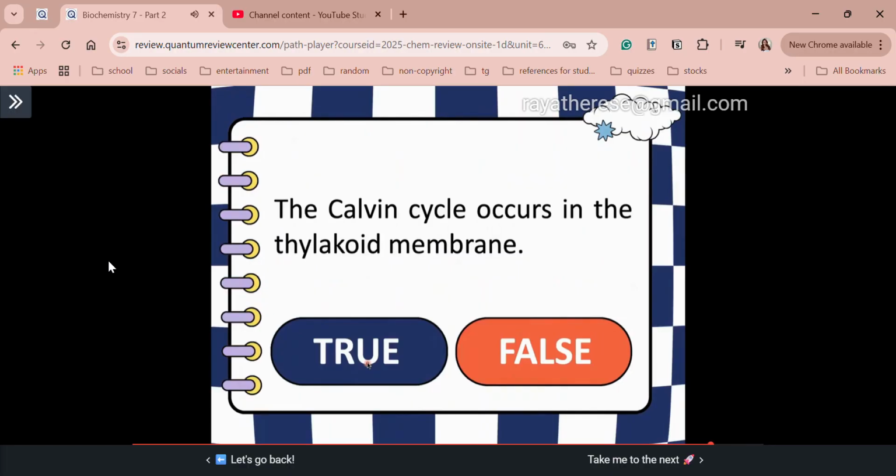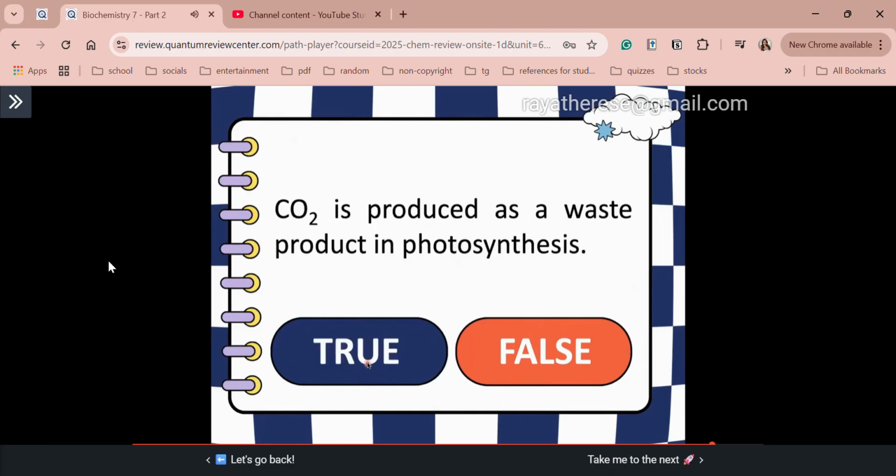So meaning dapat sa stroma siya, sir, diba? Yes. Obviously, answer is false. Again, si Calvin cycle is in your stroma. Second, carbon dioxide is produced as a waste product in photosynthesis.